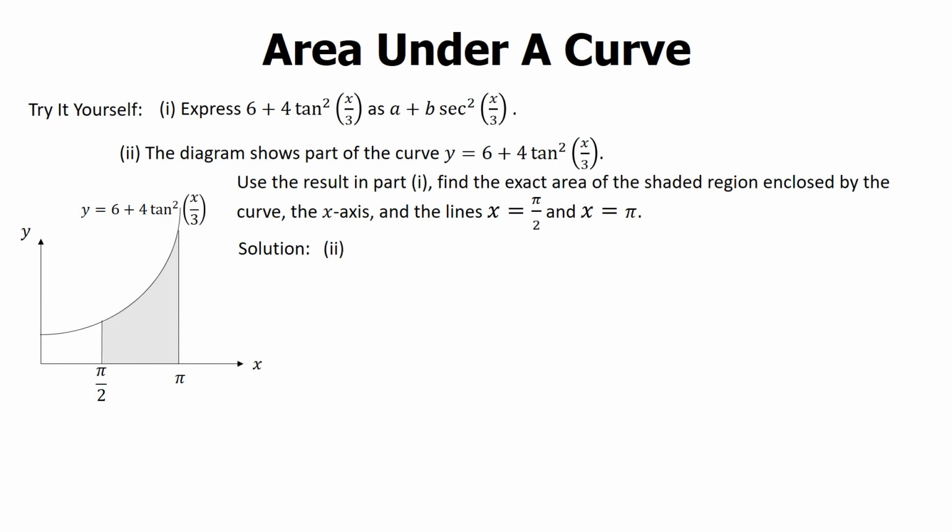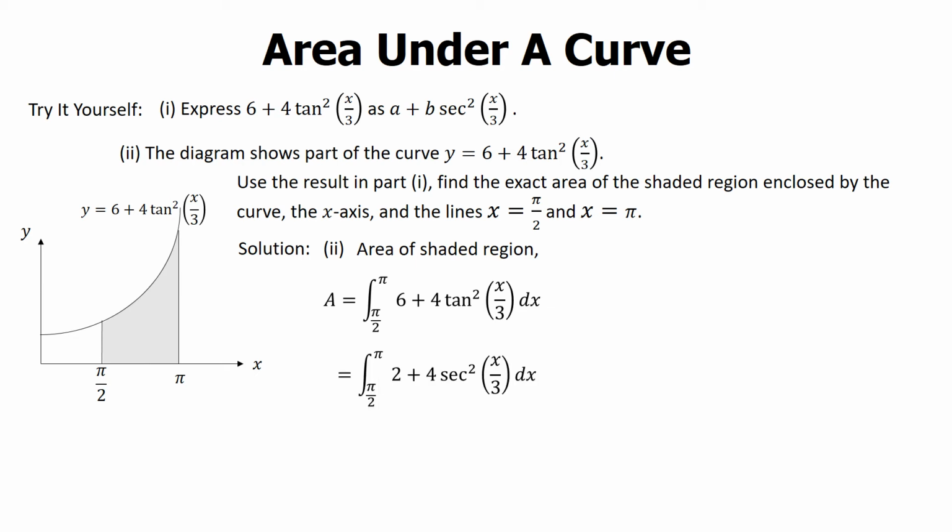Solution for part 2. To find the area of the shaded region, we need to integrate from pi over 2 to pi, 6 plus 4 tan squared x over 3 dx. Then we can change 6 plus 4 tan squared x over 3 to be 2 plus 4 sec squared x over 3. So the area becomes the integral from pi over 2 to pi of 2 plus 4 sec squared x over 3 dx. And now we can start to integrate.